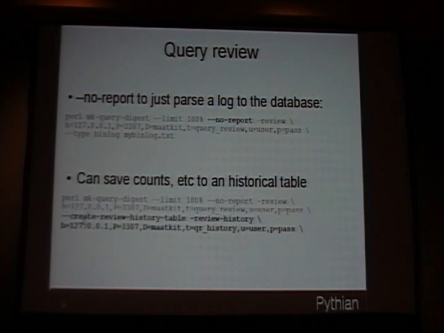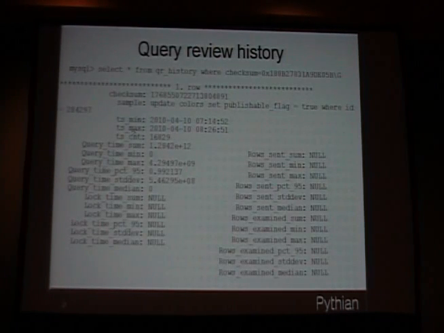Here's the new part to do a historical table. Because it's the first time, it's create review history table, review query history. Here's another DSN for where to put this history table. So if you really want to, you can put your report table and your history table somewhere else, on different places. I happen to put it in the same database, different table names, same user password, type genlog, my genlog text.